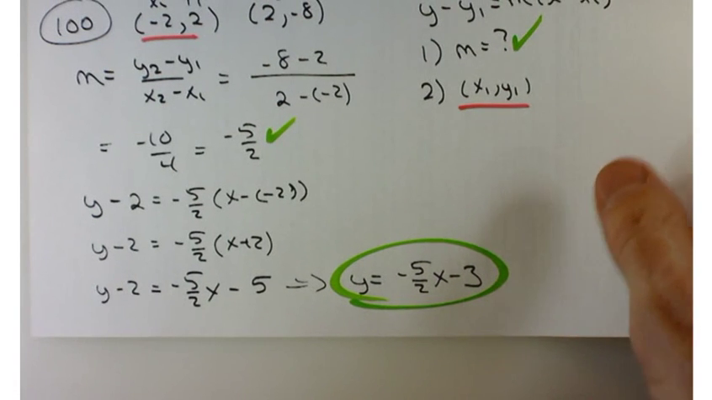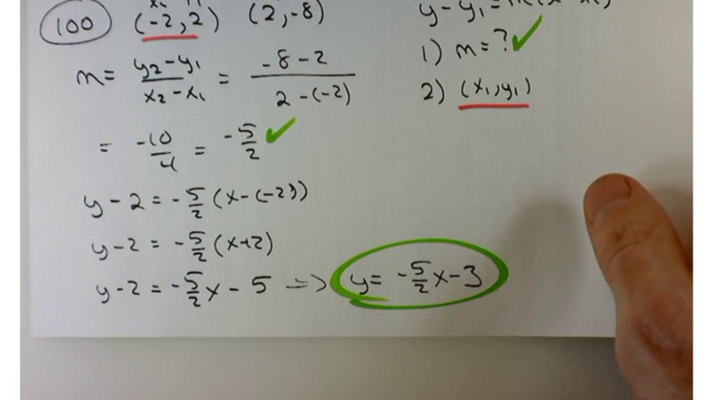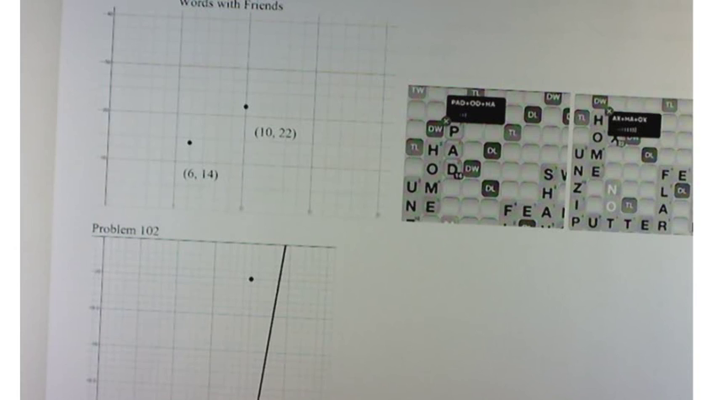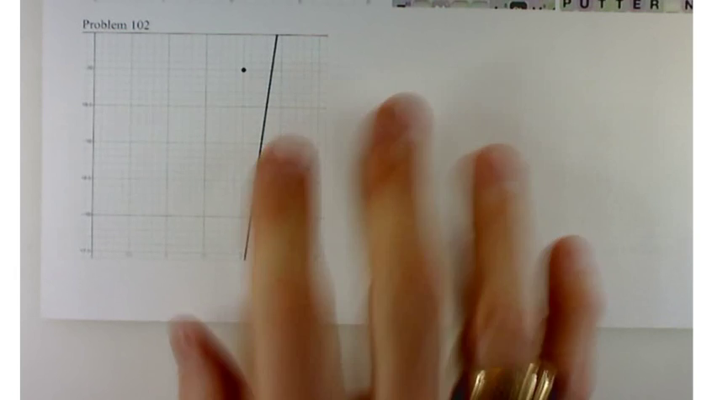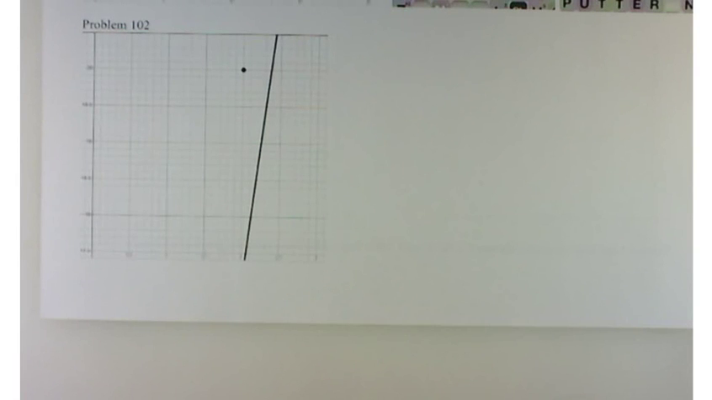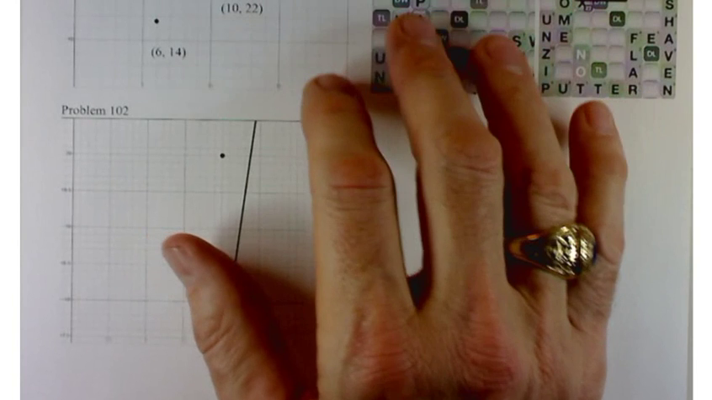There's one last one, and it's problem number 102. So, almost done. In problem 102, there's one thing that we need to know and understand first, and that is the relationship between the slopes of parallel lines.